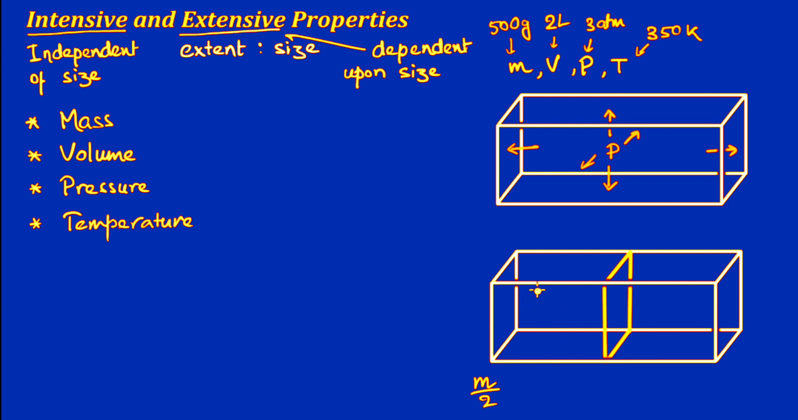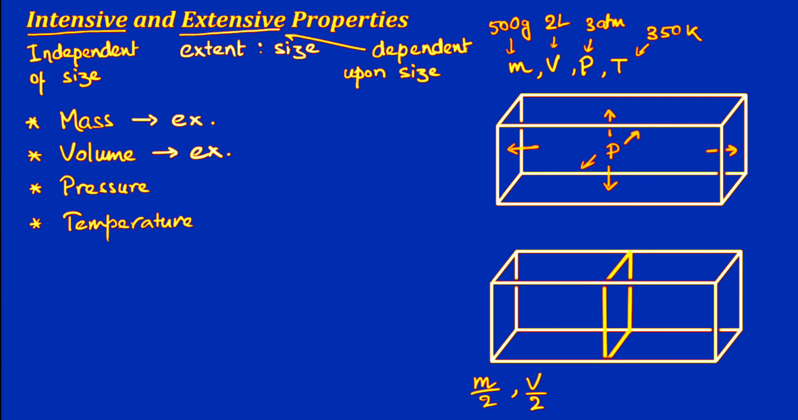Now we have 2 parts, and we're going to see whether the property is size dependent or size independent. It's evident here that the mass changes with the change in the amount of substance, or we can say that it is size dependent, so it is an extensive property. Similarly, the volume of sample A is 2 liters, and in sample B we have divided it into 2 parts, so volume is also going to be V upon 2. So volume is also a size dependent property, so it is an extensive property.